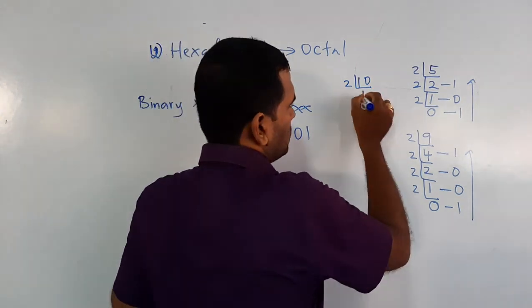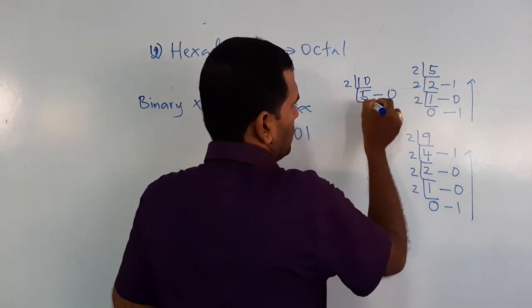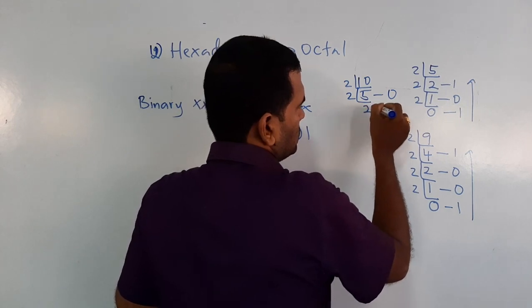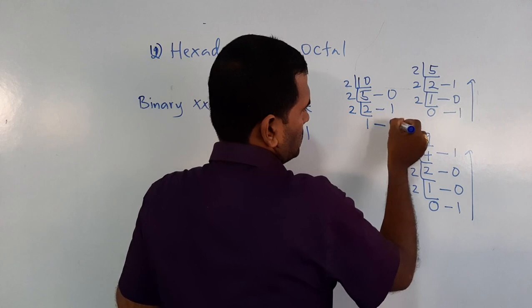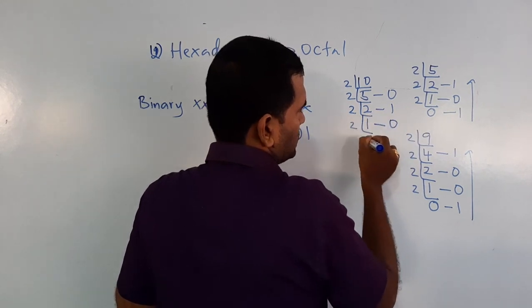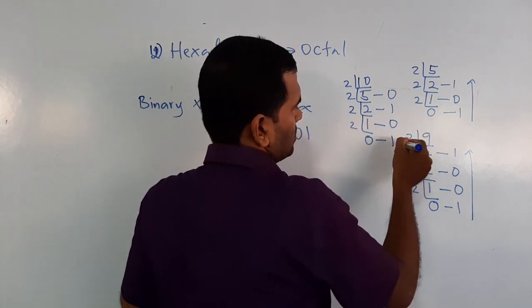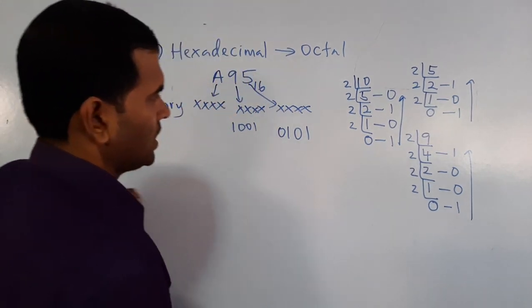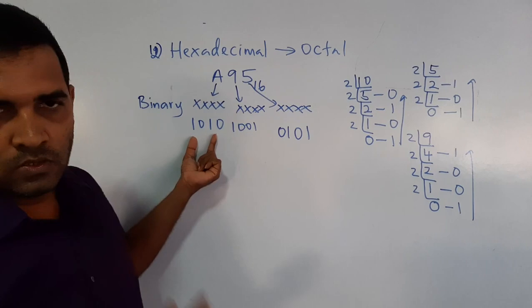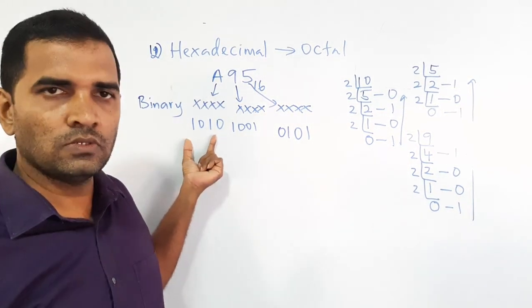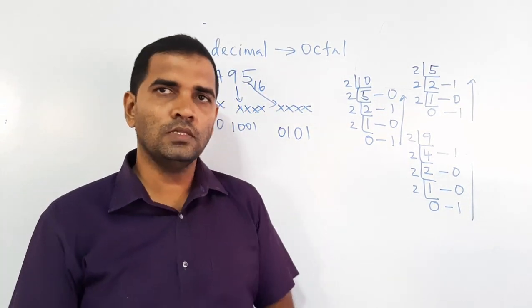So it is 5 quotient, 0 remainder. Divide again, 2 quotient, 1 remainder. 1 quotient, 0 remainder. 0 quotient, 1 remainder. So what are they? 1, 0, 1, 0. Check, you have 4 digits there too, right? So here also no need for adding any zeros.